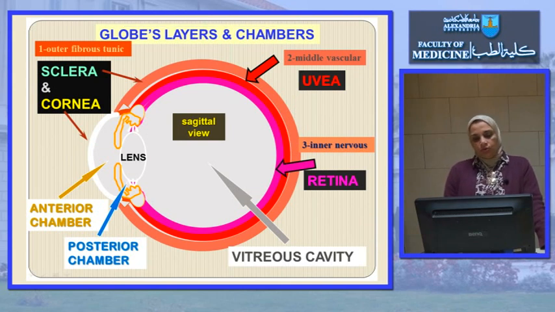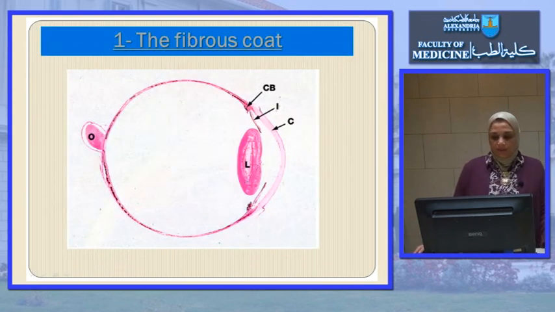We can see also here spaces. We can see a chamber called the anterior chamber between the cornea anteriorly and the iris posteriorly, and another chamber we call the posterior chamber. It's between the iris and the lens, and both are filled with aqueous humor, while posteriorly we can find a chamber which is filled with vitreous, and it's called the vitreous cavity.